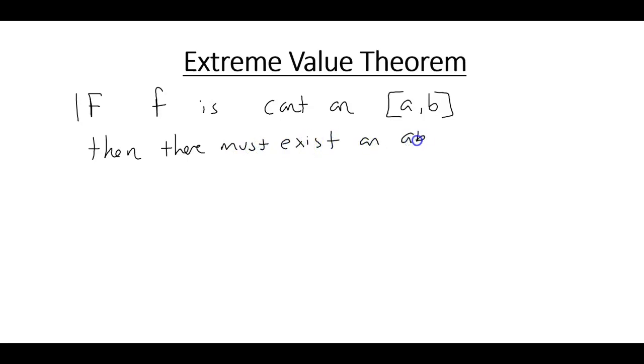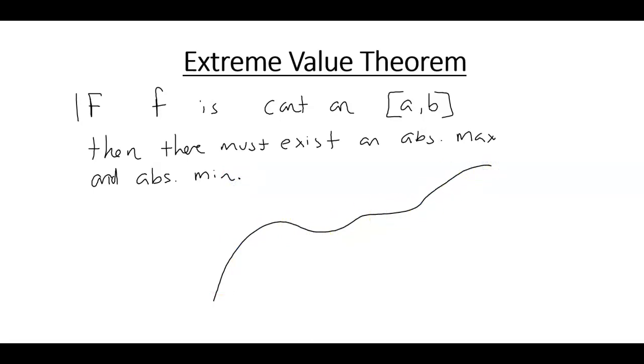an absolute max and an absolute min. I'm sorry, we should say and, not or. And so basically, so long as your function doesn't have any holes, gaps, or jumps, no matter what kind of line you draw, there's always going to be a minimum value and a maximum value. Okay, and that's where we come in with the candidates test after that.